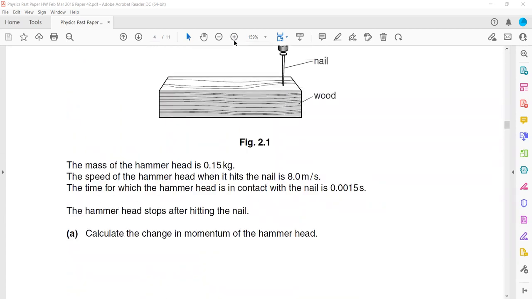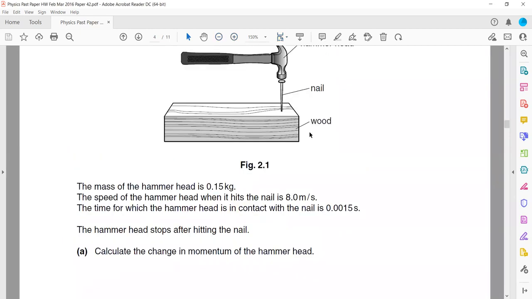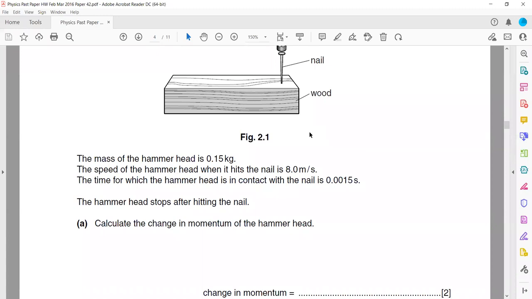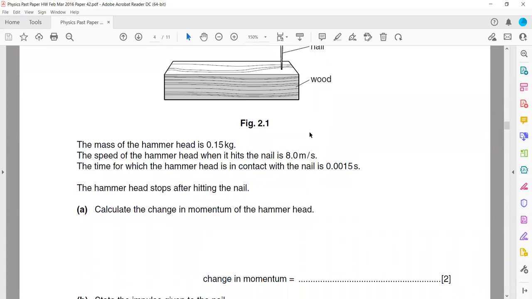The mass of the hammer head is 0.15 and the speed of the hammer head as it hits the nail is 8 meters per second. The time for which the hammer head is in contact is 0.0015 seconds. After the hammerhead stops after hitting the nail, calculate the change in momentum.